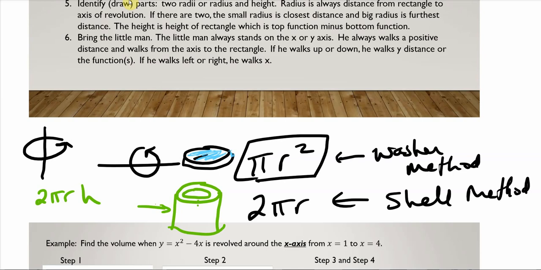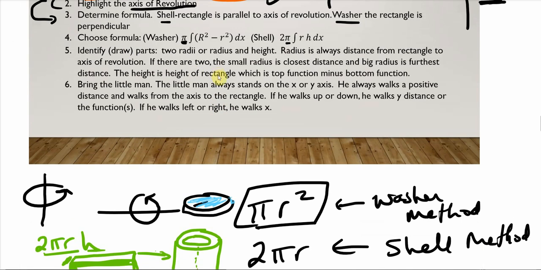So if I cut it down the middle and I open it up, it is going to create a rectangular prism like this. Basically this is my dx, this is the height, and this is my 2 pi r. So it's 2 pi r, which is my circumference, times the height, and that is going to be the shell method. All right, so here we go. The washer method is going to be pi big radius squared minus little radius squared, and the shell is going to be 2 pi r h.